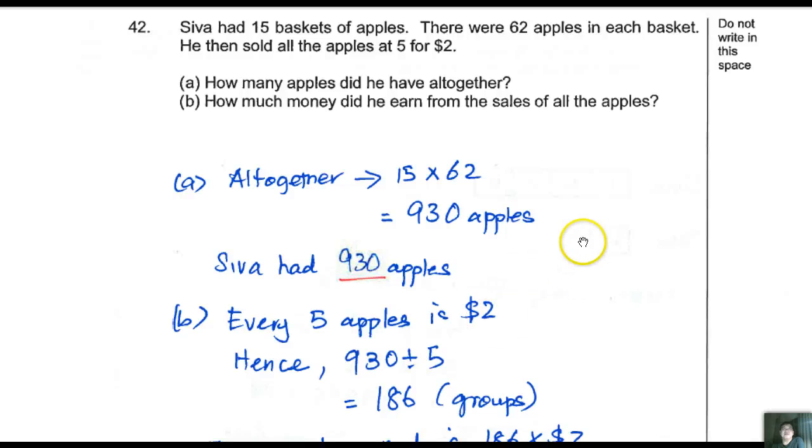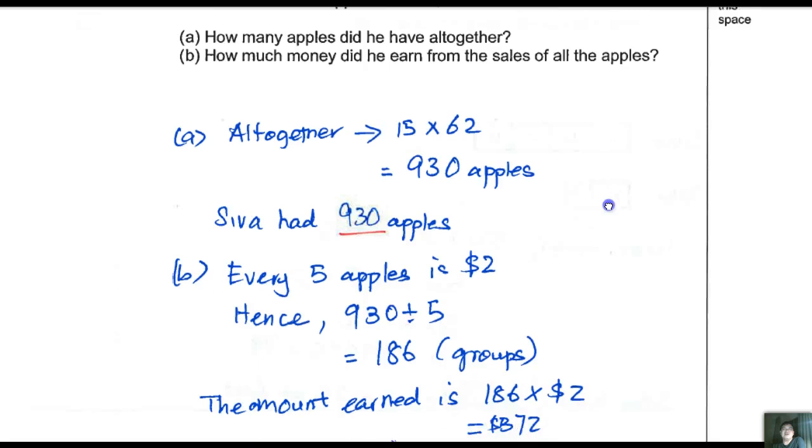Okay, Siva had 15 baskets of apples. There were 62 apples in each basket. He then sold all the apples at 5 apples, means every group of 5, for $2. Question A, how many apples did he have altogether? Question B, how much money did he earn from the sale of the apples?